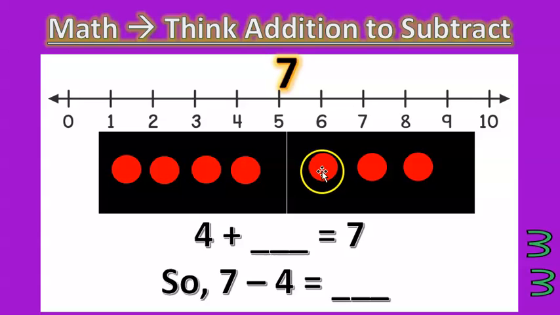Let's count. 1, 2, 3. So boys and girls, what's our answer here? 3. So let's get 3 and insert 3 there. Now look, boys and girls, our addition equation is complete. 4 plus 3 equals 7.